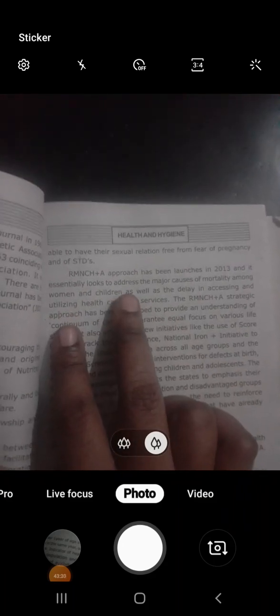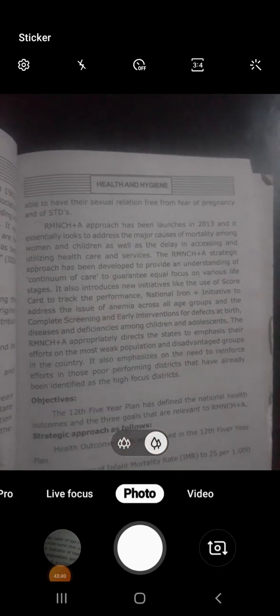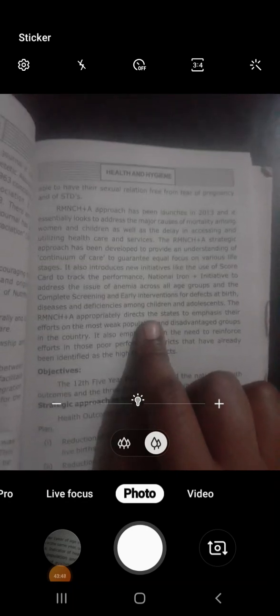In 2013, it essentially looks to address the major causes of mortality among women and children, as well as delay in accessing and utilizing healthcare services. So here the RMNCH strategy has been developed with an understanding of the continuum of care to guarantee equal focus on various life stages, with a scorecard to track performance and the national iron initiative. Okay, and the objectives here are reduction of infant mortality rate, reduction in maternal mortality ratio, reduction in total fertility rate, and also reproductive, maternal, newborn, child and adolescent health.